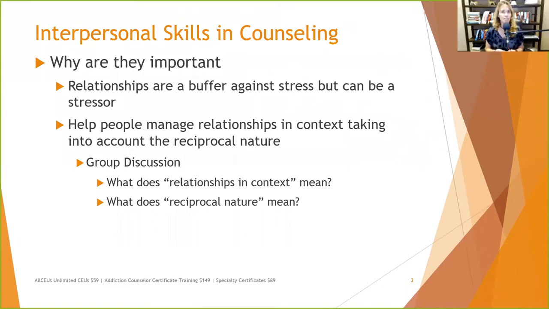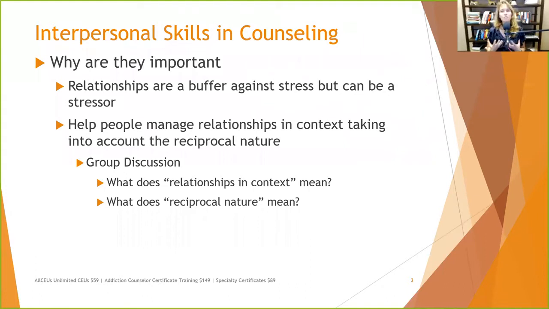A relationship in context: your relationship with your boss is going to be very different than your relationship with your best friend or your child or your pastor. So we want to help them understand how the context of the relationship affects how you interact, what that person can do for you and what you can do for that person, and maybe how you react to them. Because if you've got a client who has issues with authority figures, they may react differently if the context of the relationship gives that person power over them than they do to a colleague.